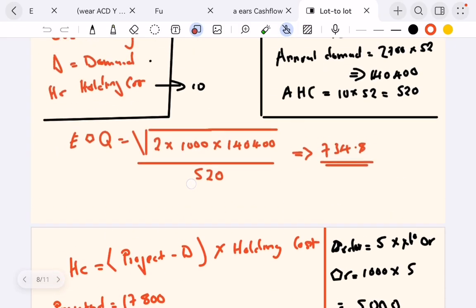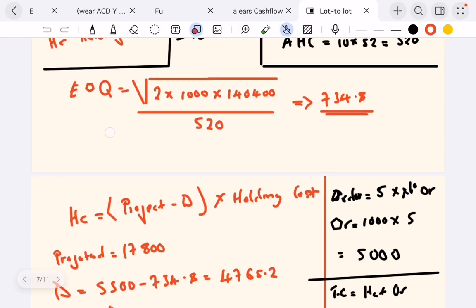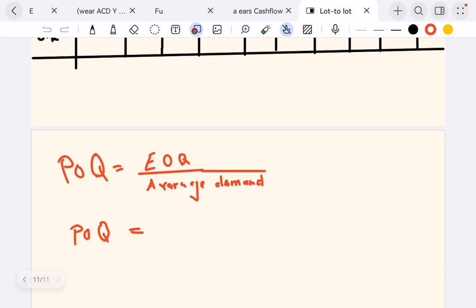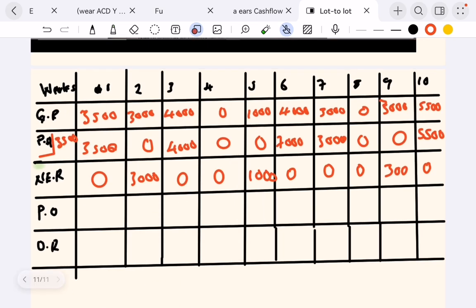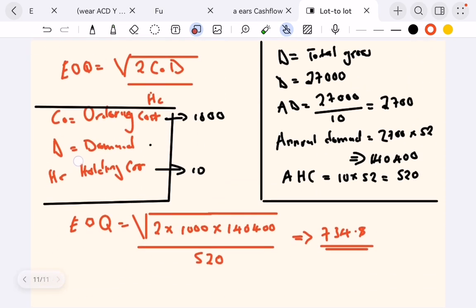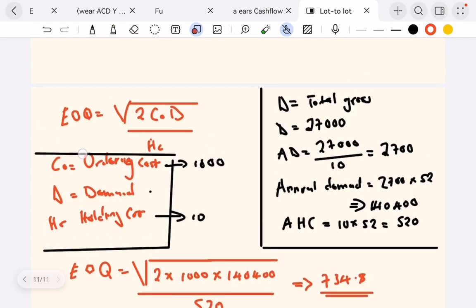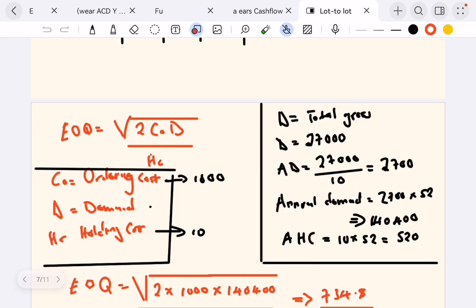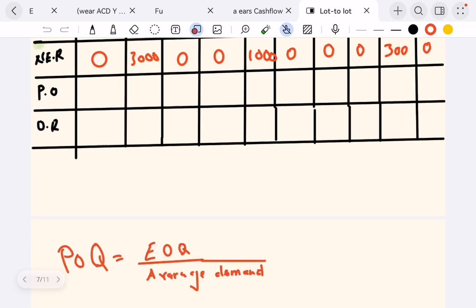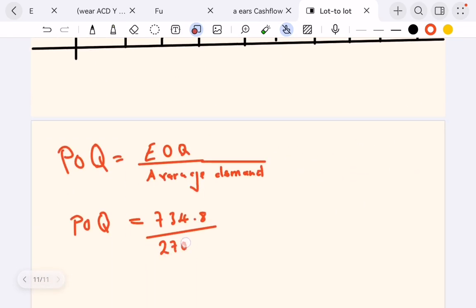So it will be 734.8 over average demand. So the average demand also, remember, I already showed us how to find the average demand here. I explained already. Which is 2,700. So if you put those numbers on your calculator, how much is the periodic order quantity? 0.272.